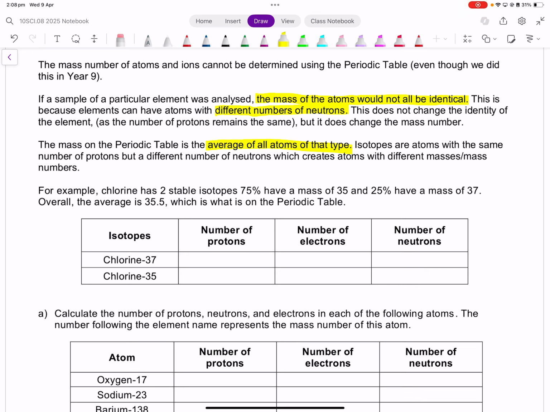Okay, and when you find chlorine, what is the weight for chlorine? 35.5. Now, does it have half of a neutron and half of a proton? The answer is no. Again, this is an average. This is the average number of chlorine because we can have 35 or 37. So, chlorine has two stable isotopes, okay? 75% have a mass of 35, the other 25% have a mass of 37. Okay, so overall, as you saw on your periodic tables, the average there is 35.5.